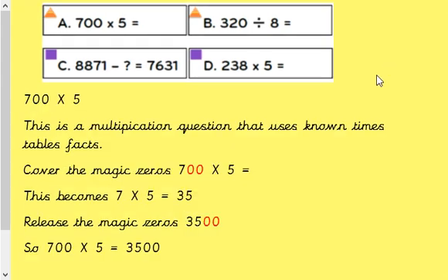Second question we're going to look at is the first question, 700 times 5. Now, we haven't done one of these questions yet this week, but again, this uses times table facts, multiplication facts that you should already know. So 700 times 5, what we're going to do is cover up the magic zeros. That leaves us with 7 times 5, and we should all know that 7 5s are 35. We then need to release the magic zeros. That leaves us with 3,500. So 700 times 5 is 3,500.